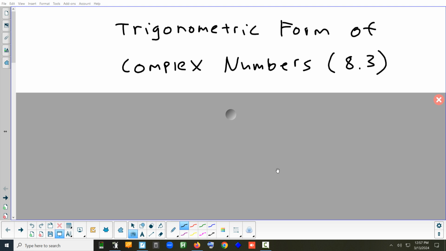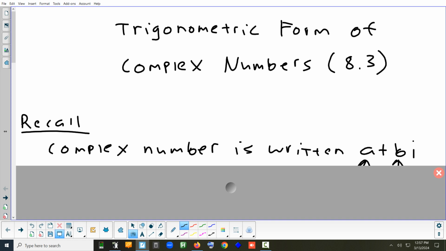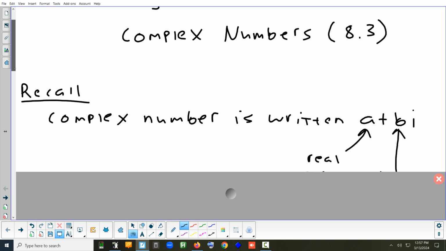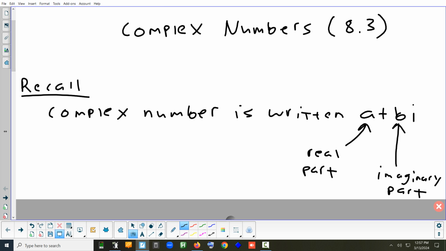So the last two sections we're going to look at this week are 8.3 and 8.4. They're both on the same topic, which is writing complex numbers in trig form. Now, when we study complex numbers, we've been writing them like that: a plus bi. A is the real part, b is the imaginary part.